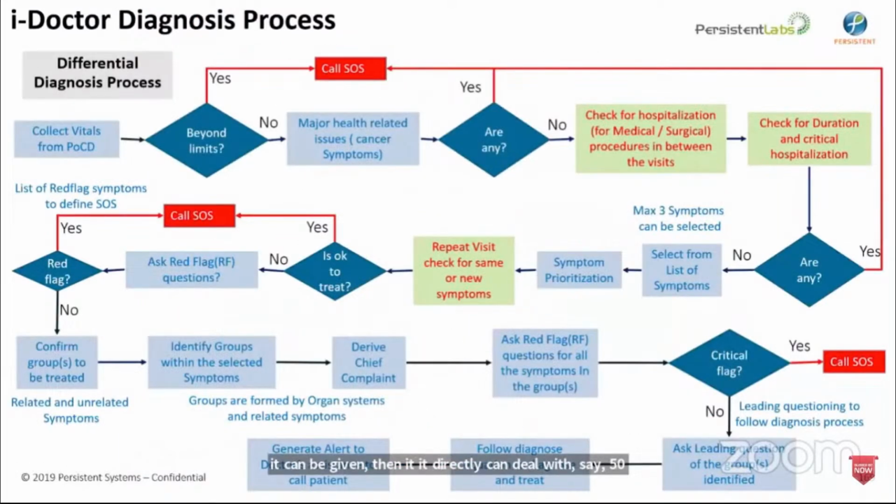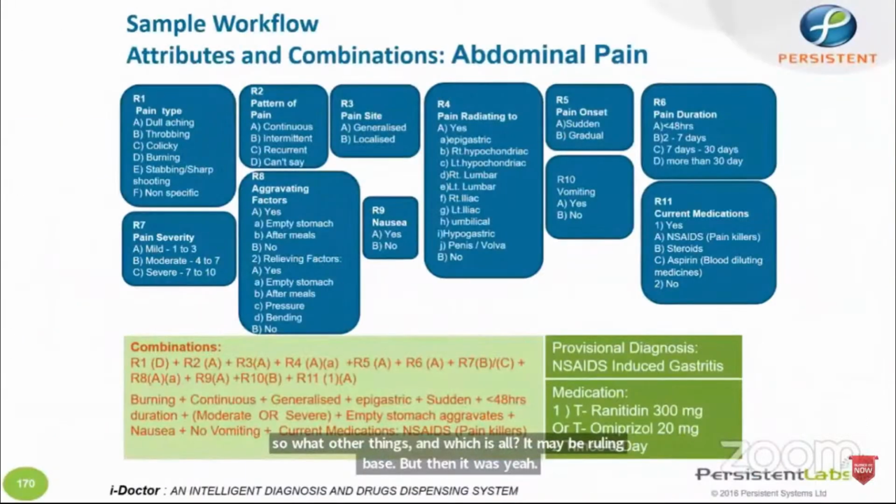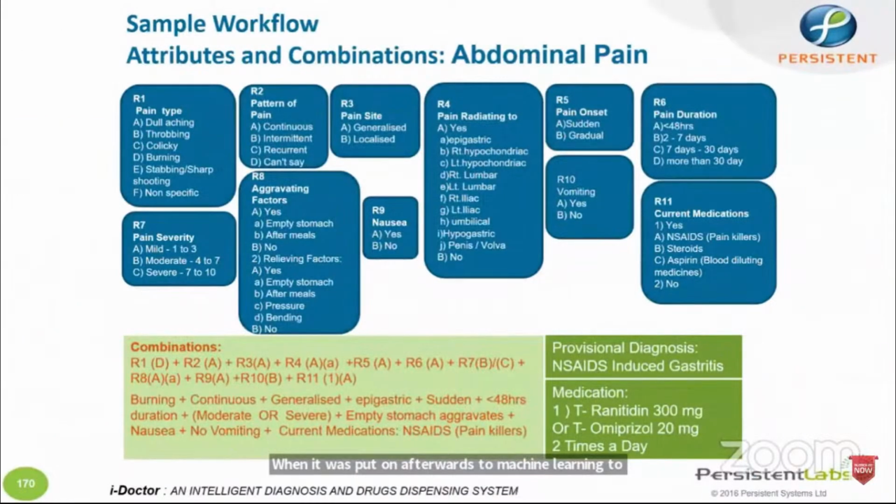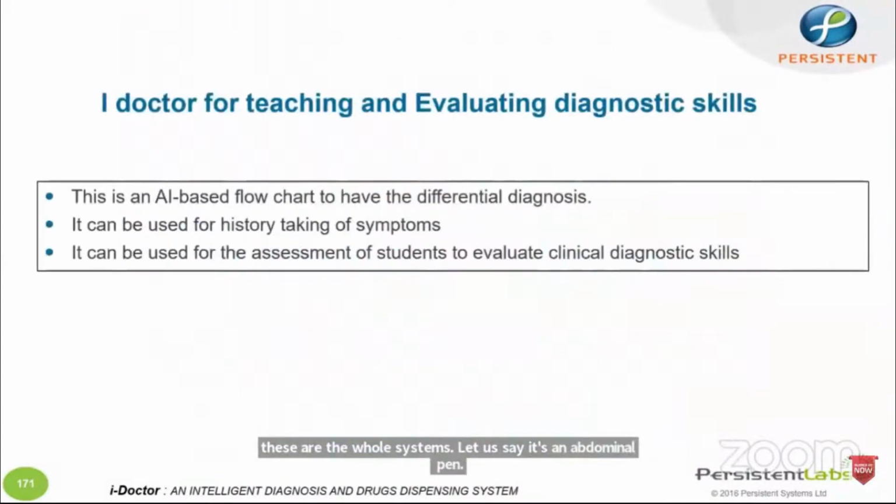Now, these were algorithms to find out what the things are, and it may be rule-based, but afterwards it was all put through machine learning to improve itself. And these are the whole systems. Let us say it's abdominal pain. It asks you these questions and then gives you a drug.